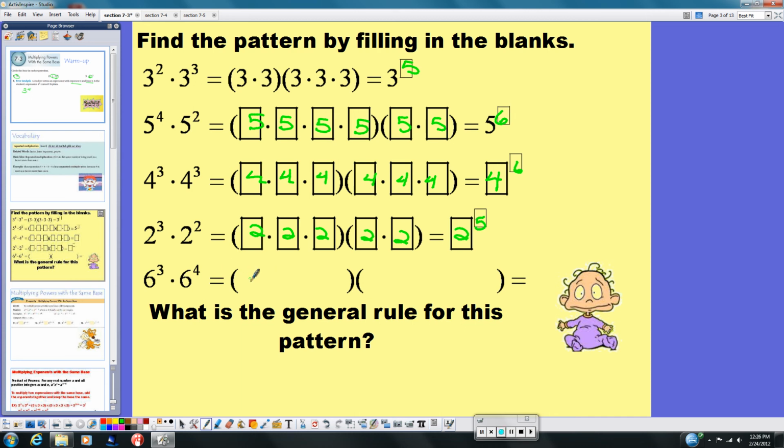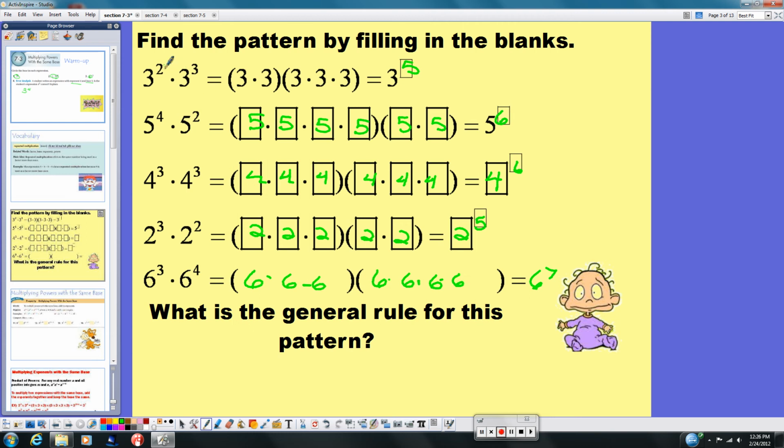Let's do this one on our own. How many 6's do we need? 3 of them. And how many 6's do we need for the second one? 4 of them. So all total, how many 6's do we have? 7. Do you notice a pattern or some sort of rule for what's going on here?